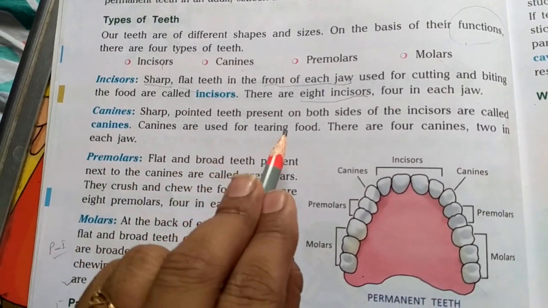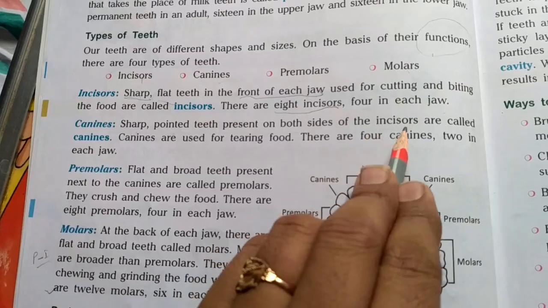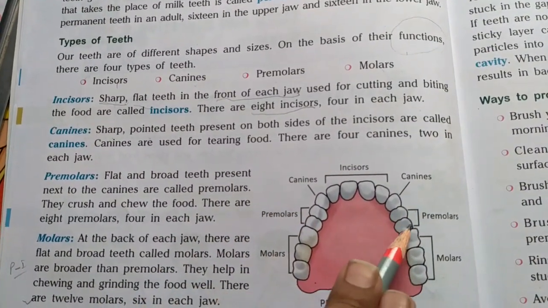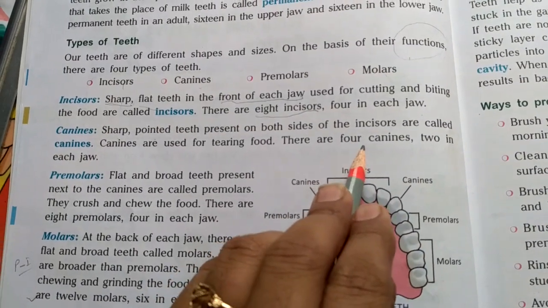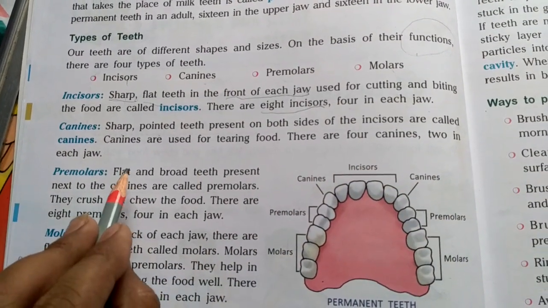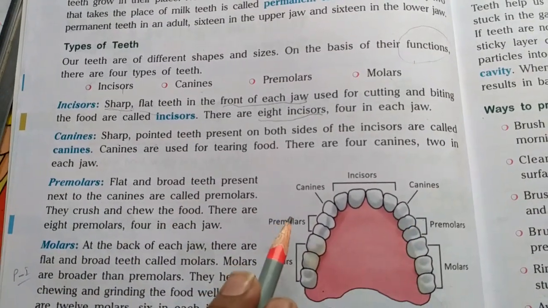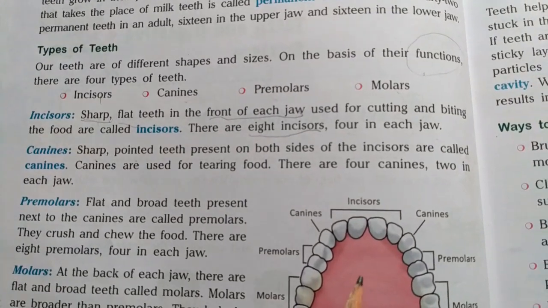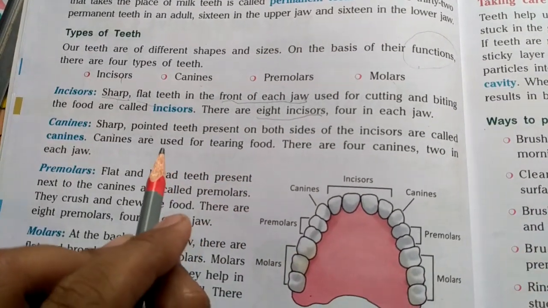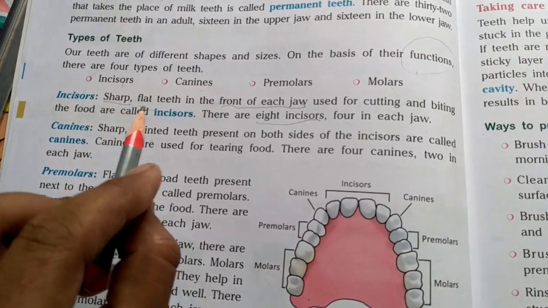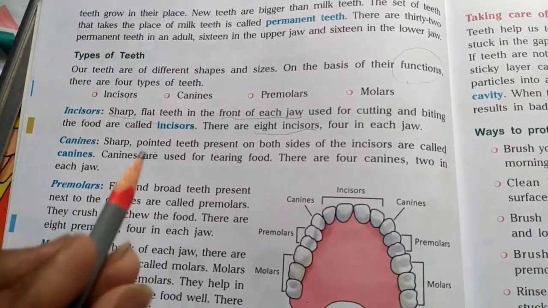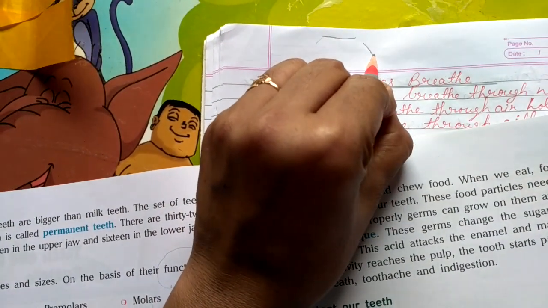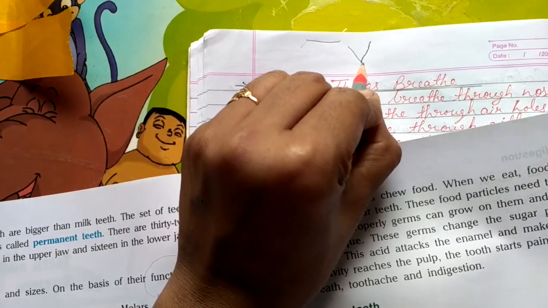Canines are sharp and pointed teeth present on both sides of the incisors. There are a total of 4 canines, 2 in each jaw. They are located on the sides of the incisors, and they are sharp and pointed. The incisors were sharp, but they were flat, not pointed. Flat means flat, and pointed means something which has a sharp edge.